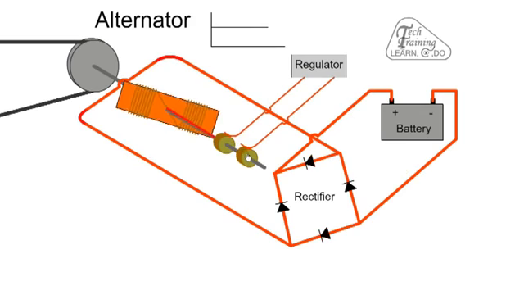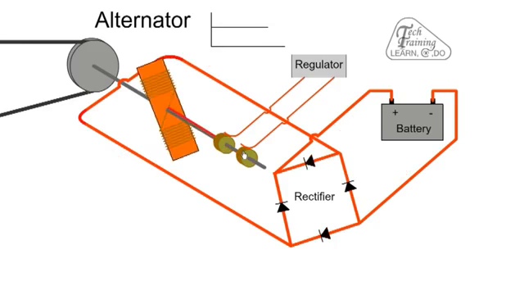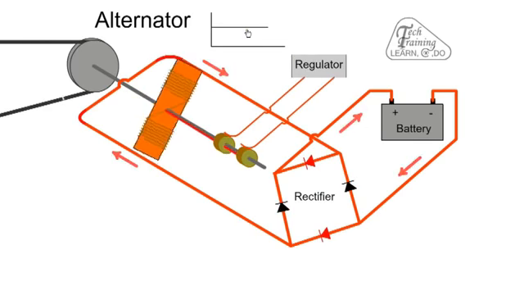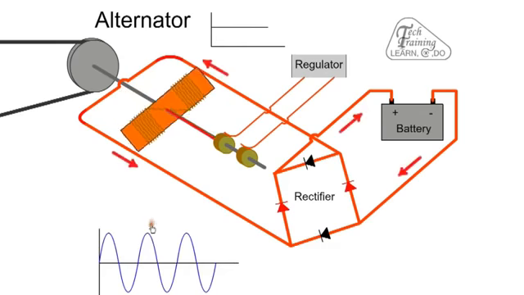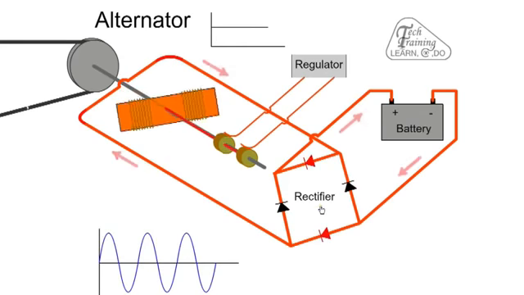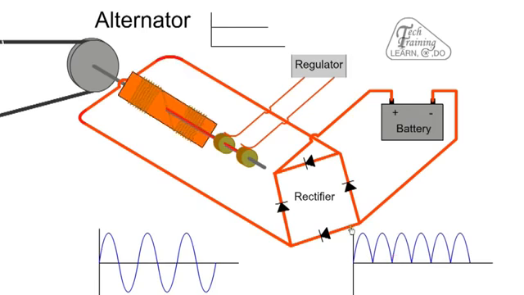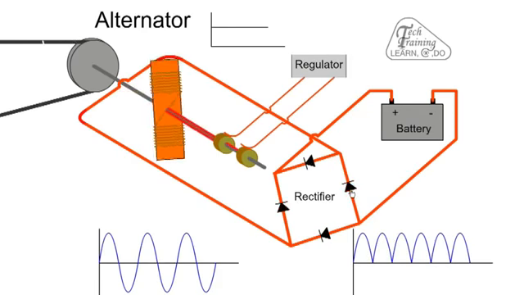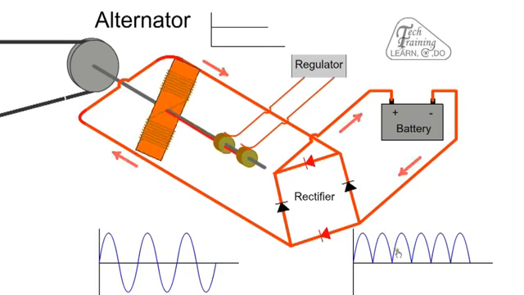Slide rings and brushes are employed to allow the current to enter the electromagnet, and the flow of DC current is controlled by the regulator. As the alternator produces an AC voltage waveform, it must be rectified and converted to DC using a rectifier. The rectifier consists of diodes which act like one-way valves and only allow current to flow in one direction. If the speed of the alternator increases, so too will the output voltage.